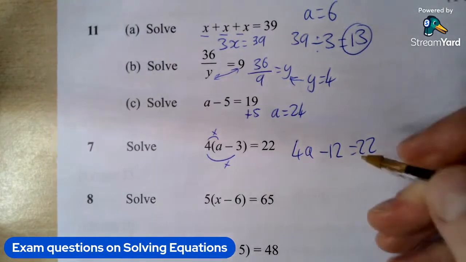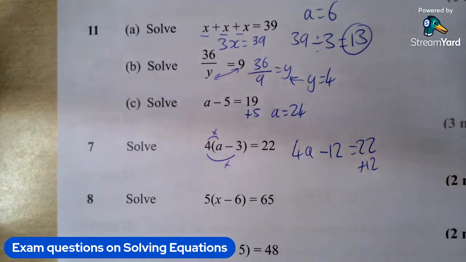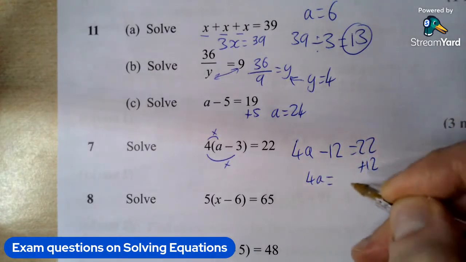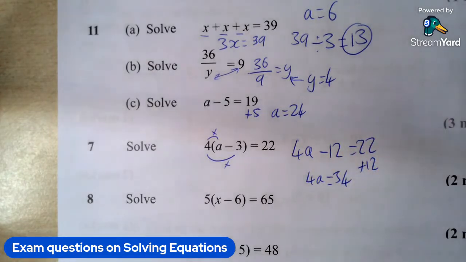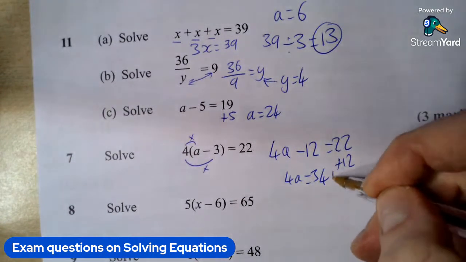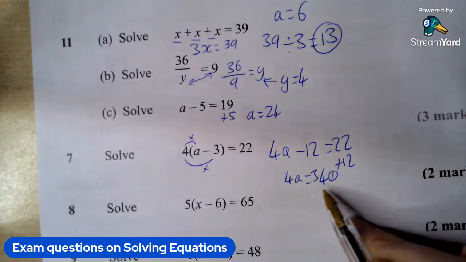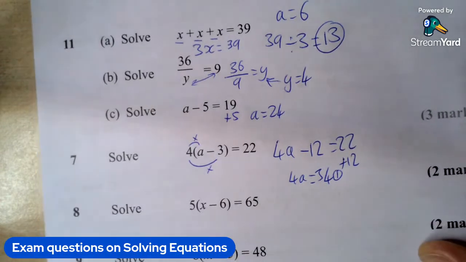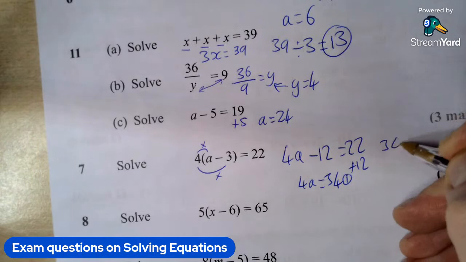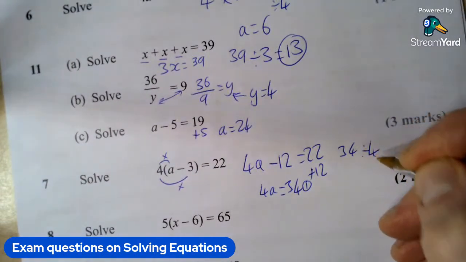The opposite of subtracting is adding, so you add 12 onto 22. So 4a equals 34. And that's your first answer there. That'll be 1 mark if this was an exam. And now you're going to divide 34 by 4.